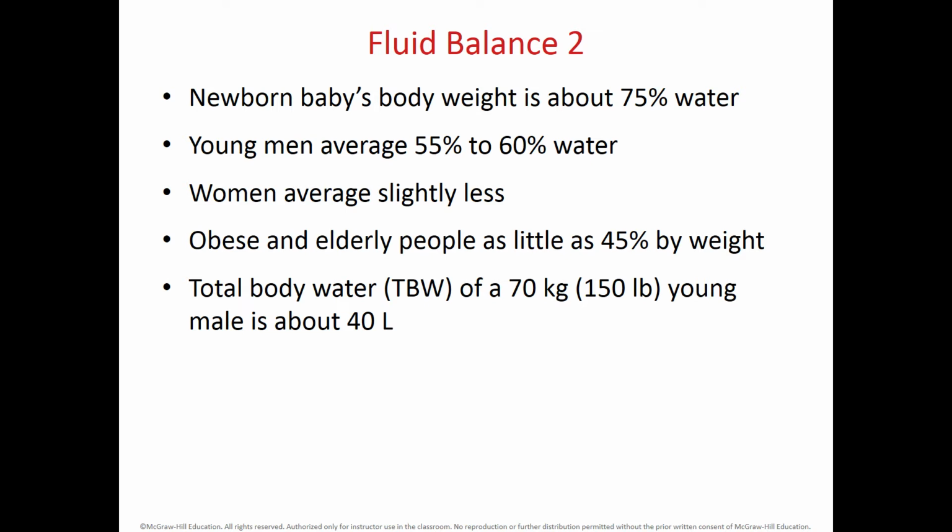So we have an example here about how to calculate this. If a young man weighs around 70 kilograms or 150 pounds, if you multiply those 70 kilograms by around 55%, you will reach about 40 liters of water.